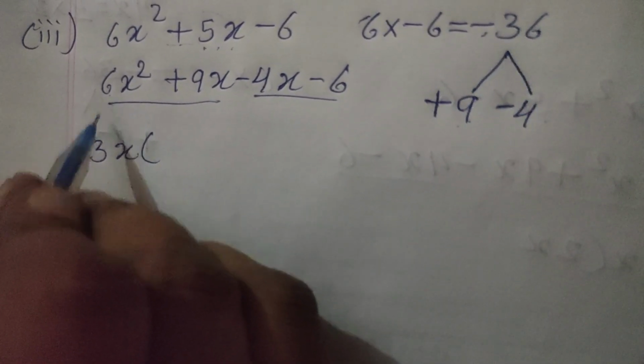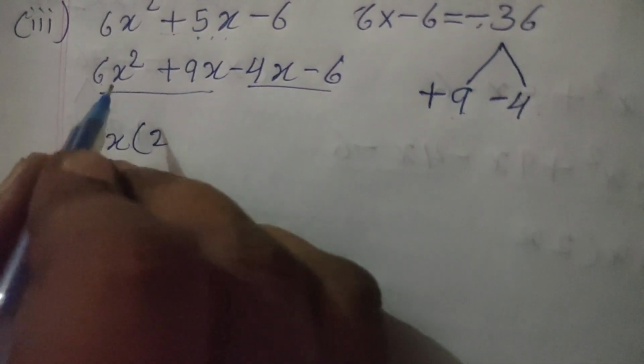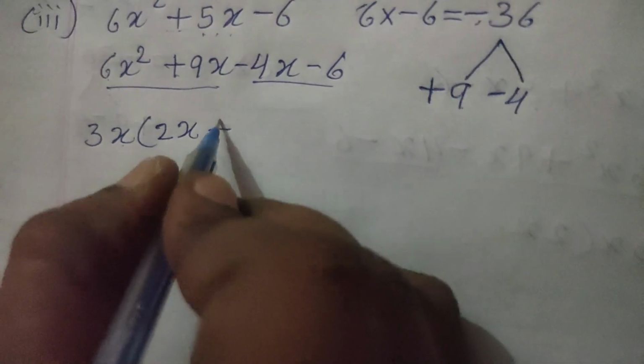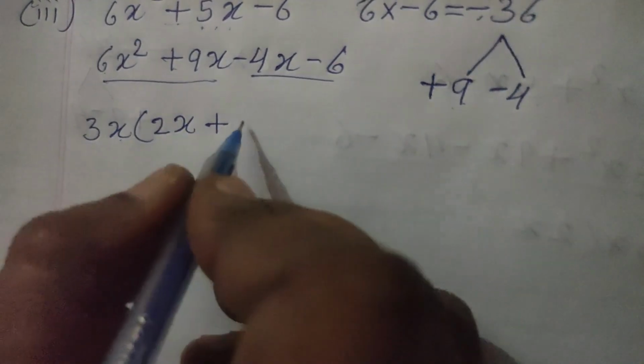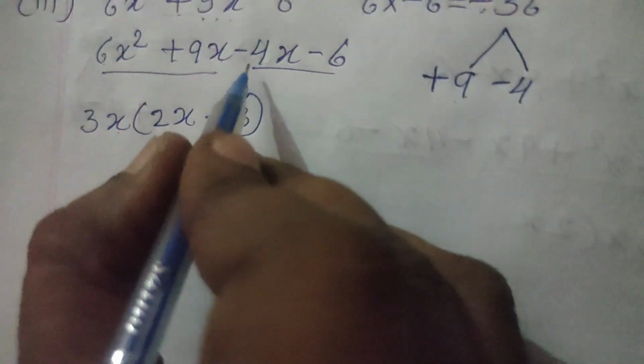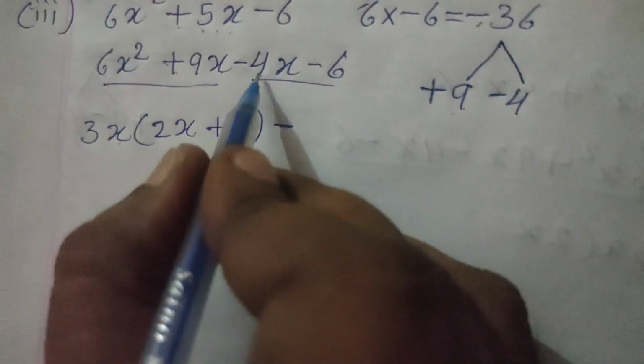6 is 2 into 3, 3 is common, so uncommon factor will be 2. X square, x is common, so uncommon will be x, plus here 9, 3 into 3, 3 is common, so 3 will remain uncommon. X is common here already. Now here minus, common sign.